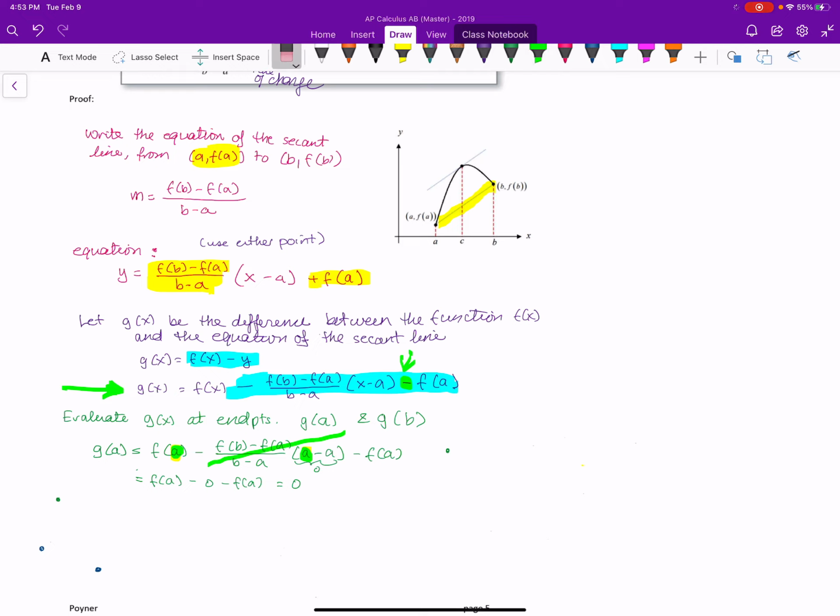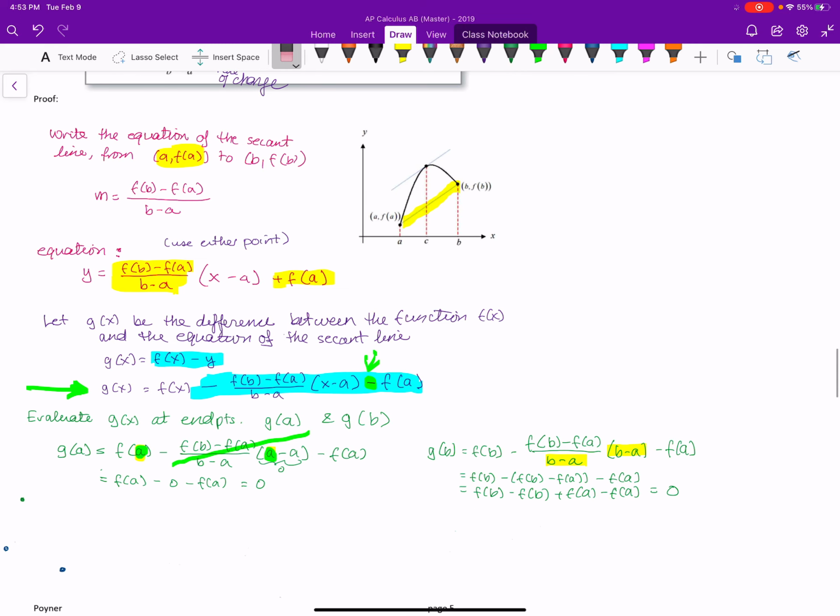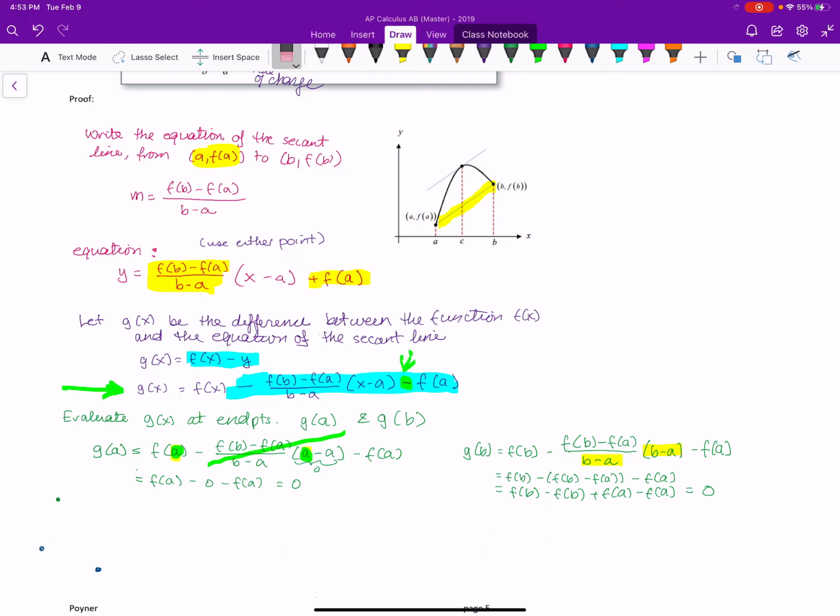I have to do the same thing for g of b. So I'm going to substitute in a b. So wherever I saw an x in my g of x function, I'm substituting in a b. And once I substituted in b, I realized, oh wait, b minus a and b minus a, when I multiply, they cancel each other out. And that gives me f of b minus, and you've got to be really careful here because you have to distribute the negative here. So I put a little set of parentheses around here, which makes it a plus right there. So essentially, we end up with f of b minus f of b plus f of a minus f of a, which is also 0.